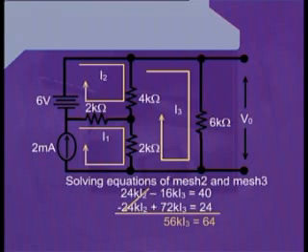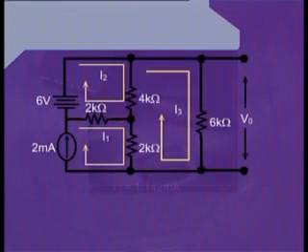Therefore, we can cancel out the term from the two equations, which is 24k I2. Hence, we are left with 56k I3 equals 64. From here, we can calculate the value of I3 by just simplifying using our mathematical tactics, so that we get I3 is equal to 1.142 milliamperes.